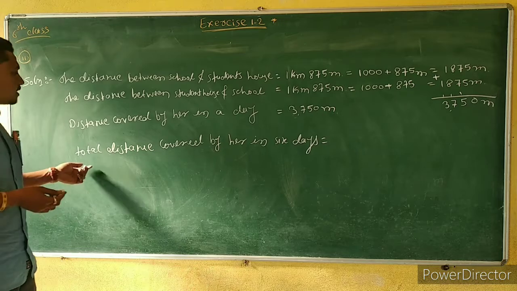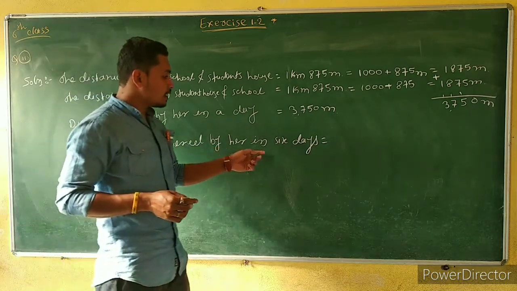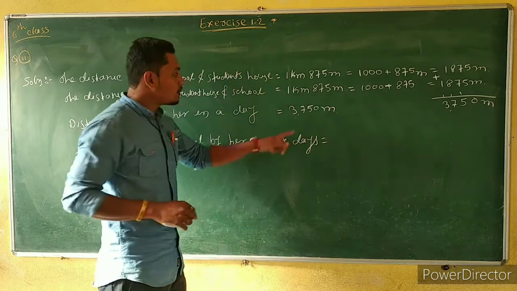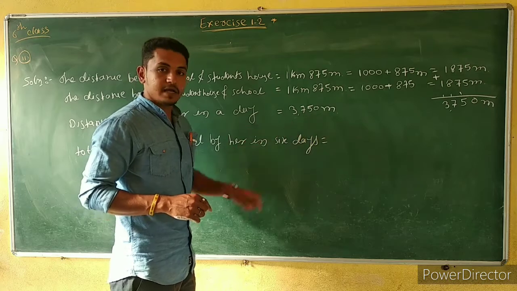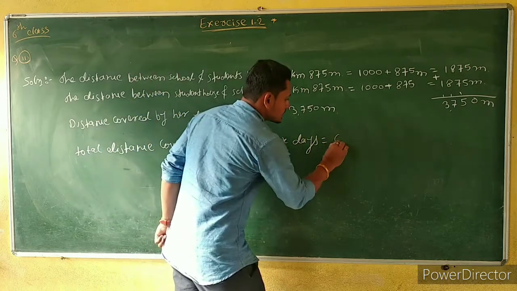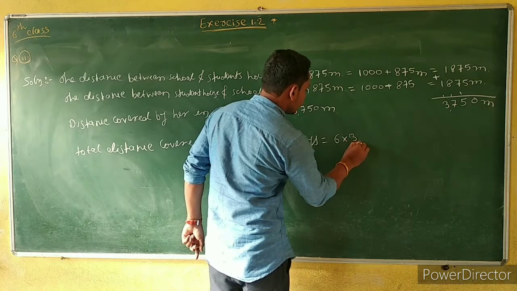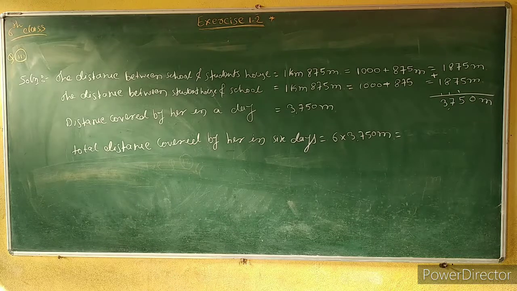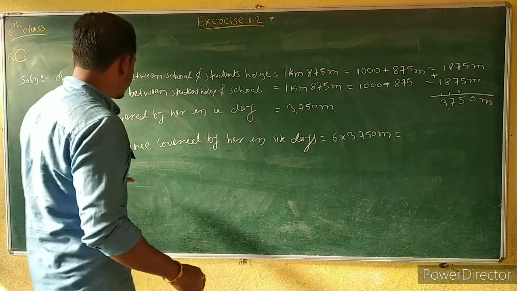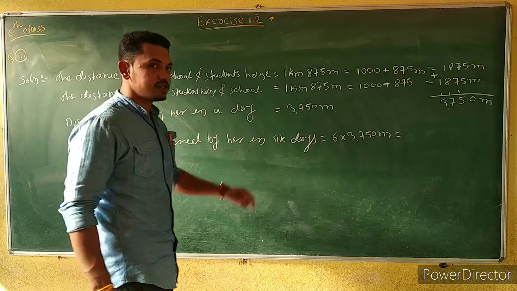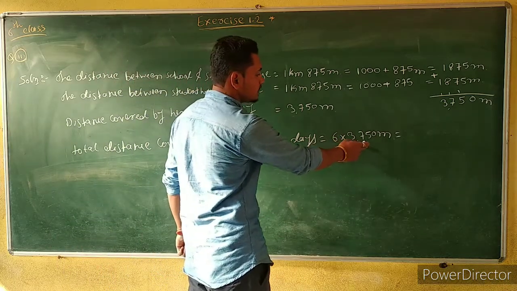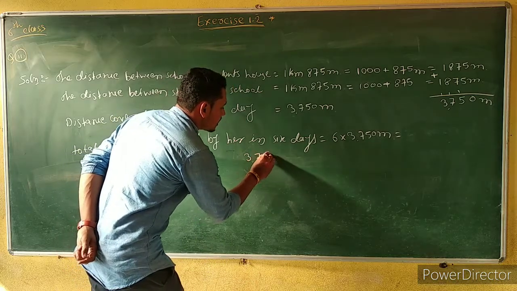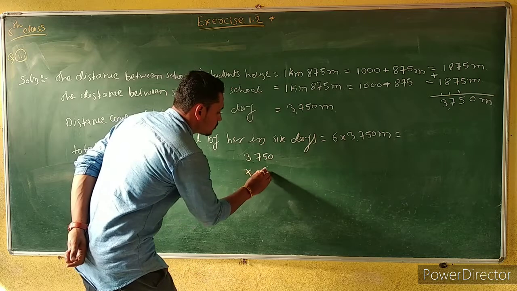Next, now we have to find the total distance covered by her in 6 days. 6 days means one day is equal to 3750 meter. So 6 days is equal to 6 into 3750 meter. So the total distance covered by her in 6 days is equal to 6 into 3750 meter. Now we have to multiply.